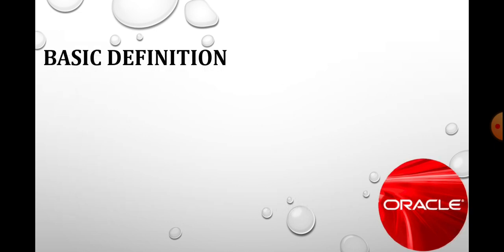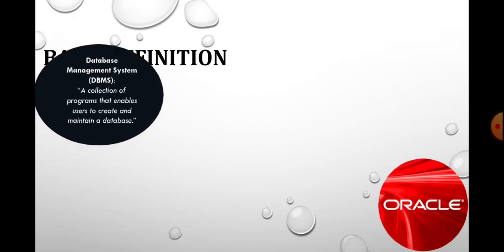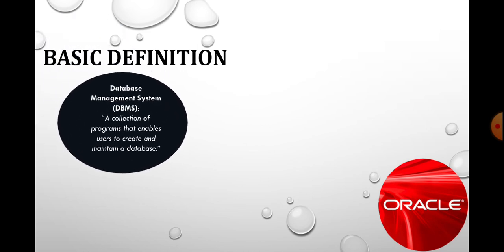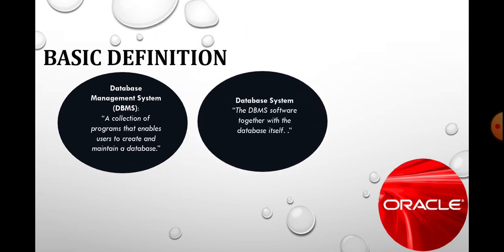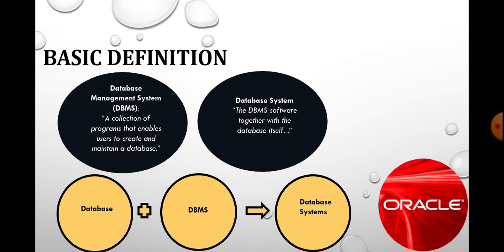Now I will share with you the basic definition of a database management system: a collection of programs that enables users to create and maintain a database. The database software together with the database itself is also called the database system. Now there are three main components of the database plus the database management system that interact with each other and create the database system.